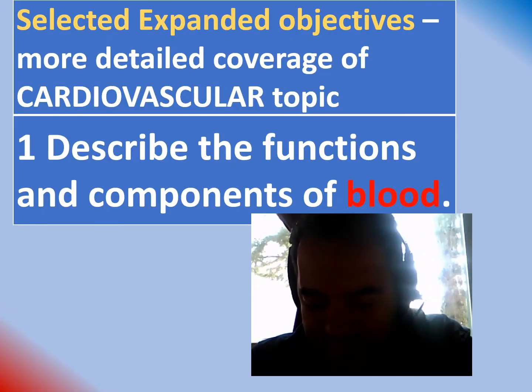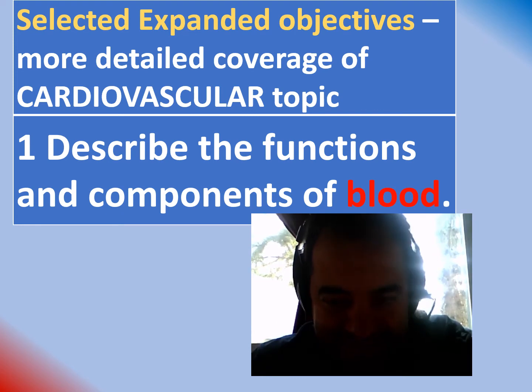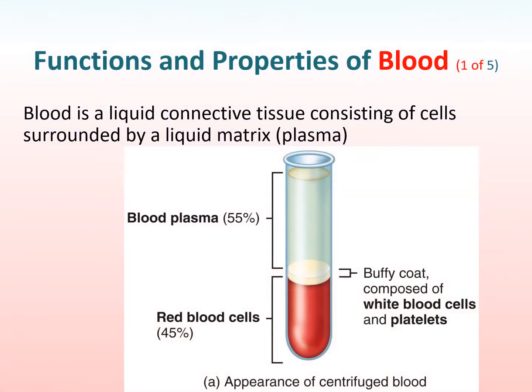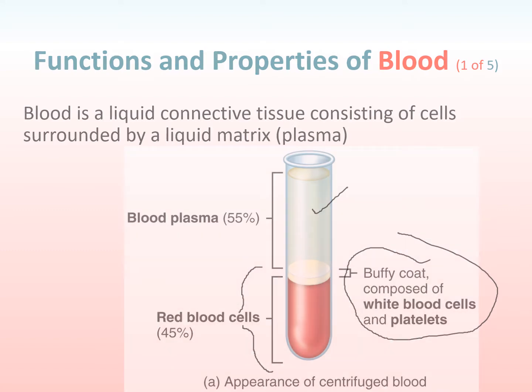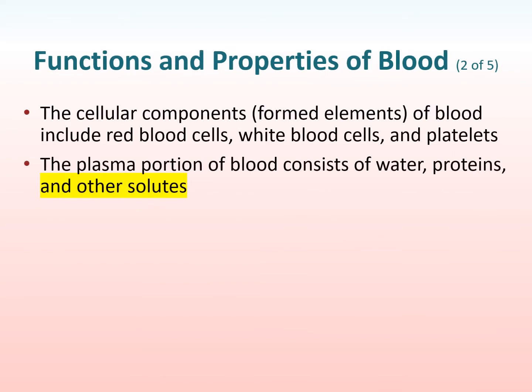First one, describe the functions and components of blood. After blood is spun in a treated test tube, it has 3 layers, the middle layer being the buffy coat. The bottom 2 layers are called the formed elements or the cellular elements. And the blood plasma is about half or more. It's the top part. And that top part is 92% or so water.